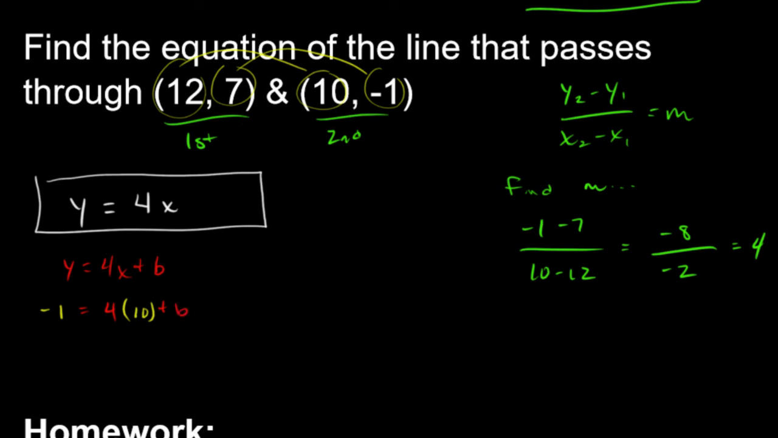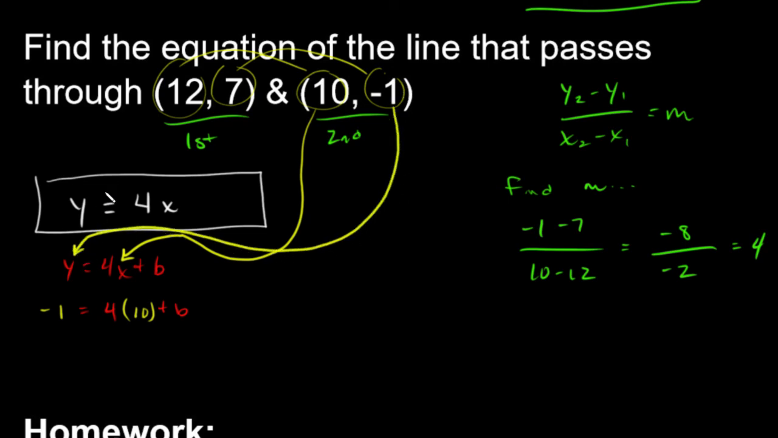So I plugged 10 in for x, and I plugged negative 1 in for y. Okay? And now you solve this for b. And so you're going to have negative 1 equals 40 plus b. Subtract 40 from both sides. And you're going to get that b equals negative 41. And so back up here in your answer, that goes here, negative 41.